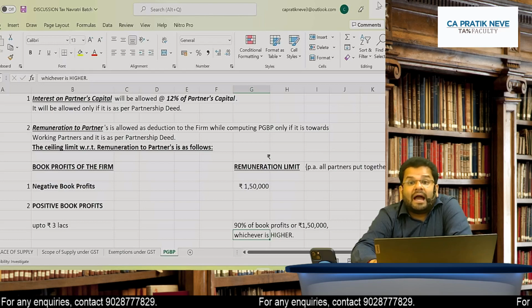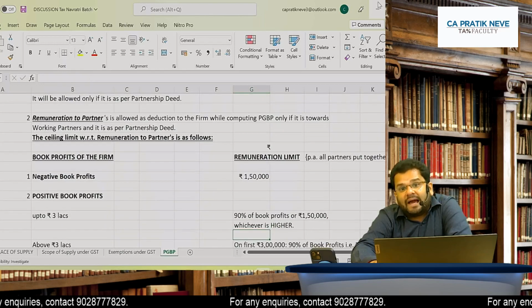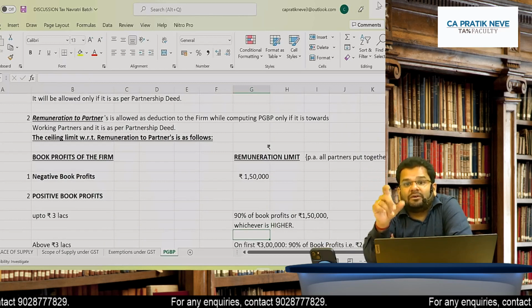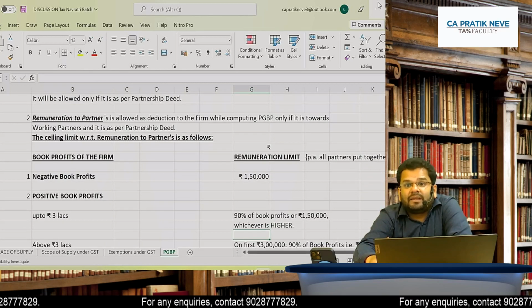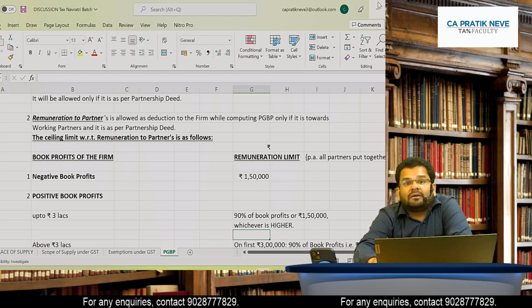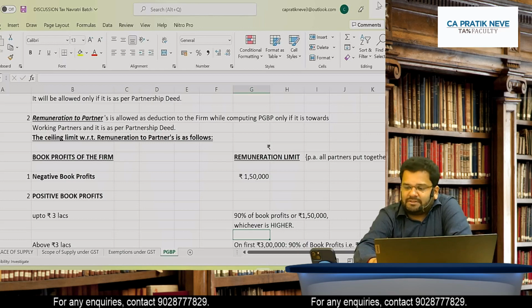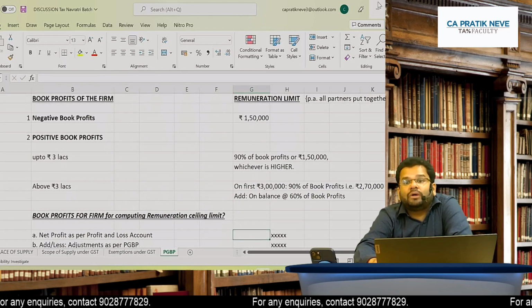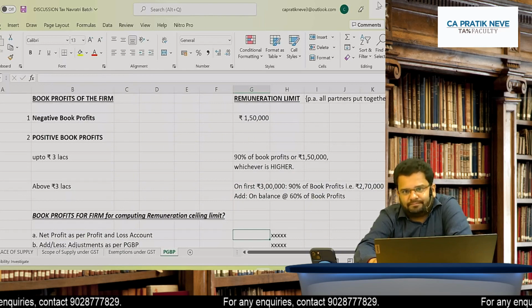And if book profits are above 3 lakhs, then on the first 3 lakh you have to take 90%, which is 2.7 lakh, and on whatever exceeds 3 lakhs, you have to take 60%. Wonderful. So how to calculate this book profit?